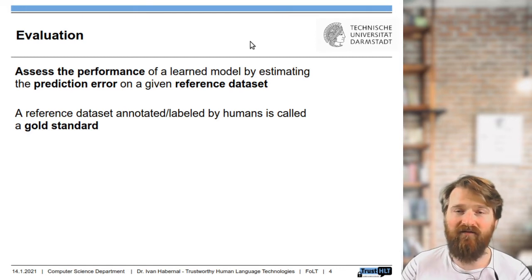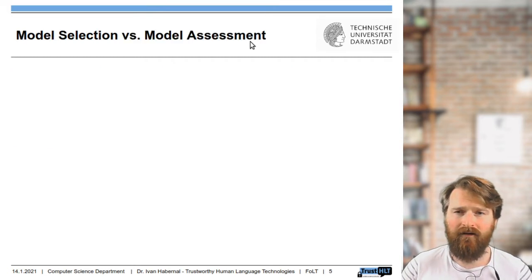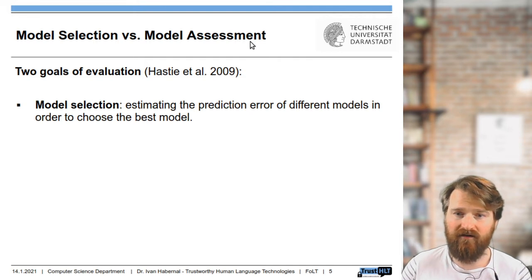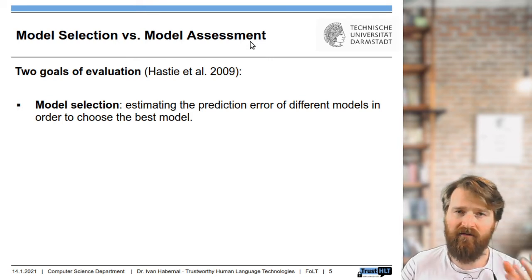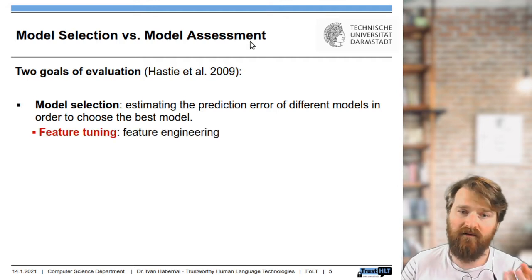So if we have a learned classifier, we let it predict on the gold standard data and simply compare the predictions with the gold standard, and this gives us the prediction error. We have actually two reasons why we want to evaluate our learned classifier. One goal is model selection. Let's say we have different models, for example a naive Bayes classifier and a logistic regression, something we talked about last time, and we want to choose the best model. This is called model selection.